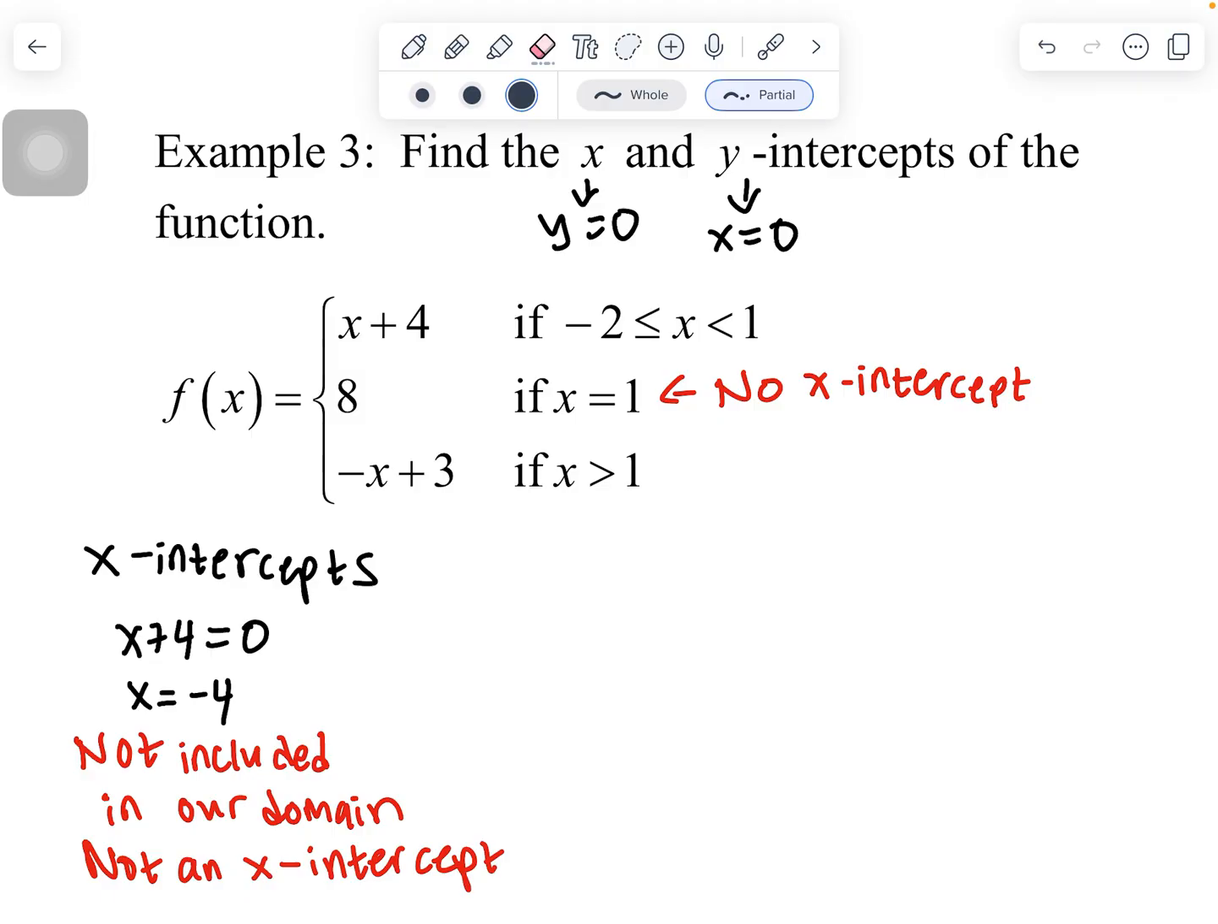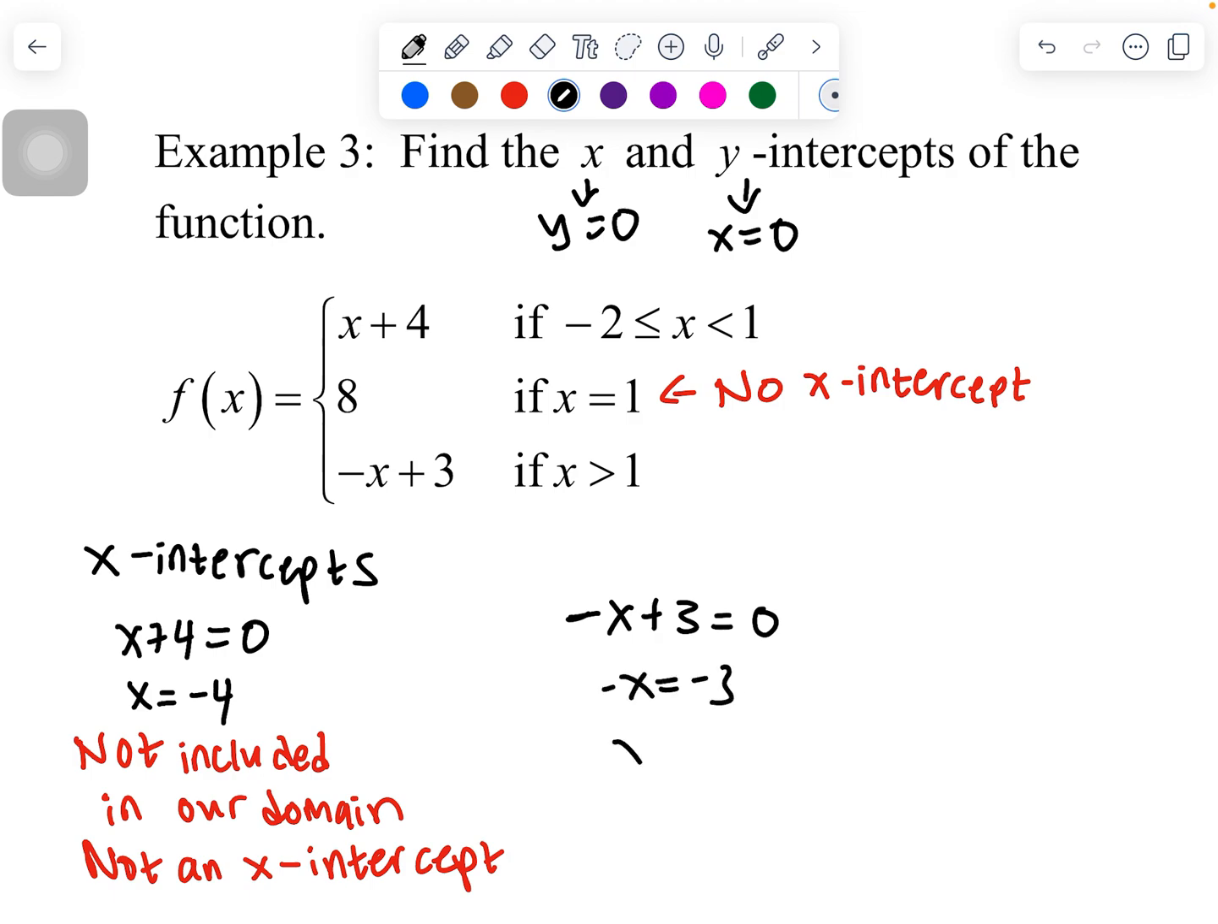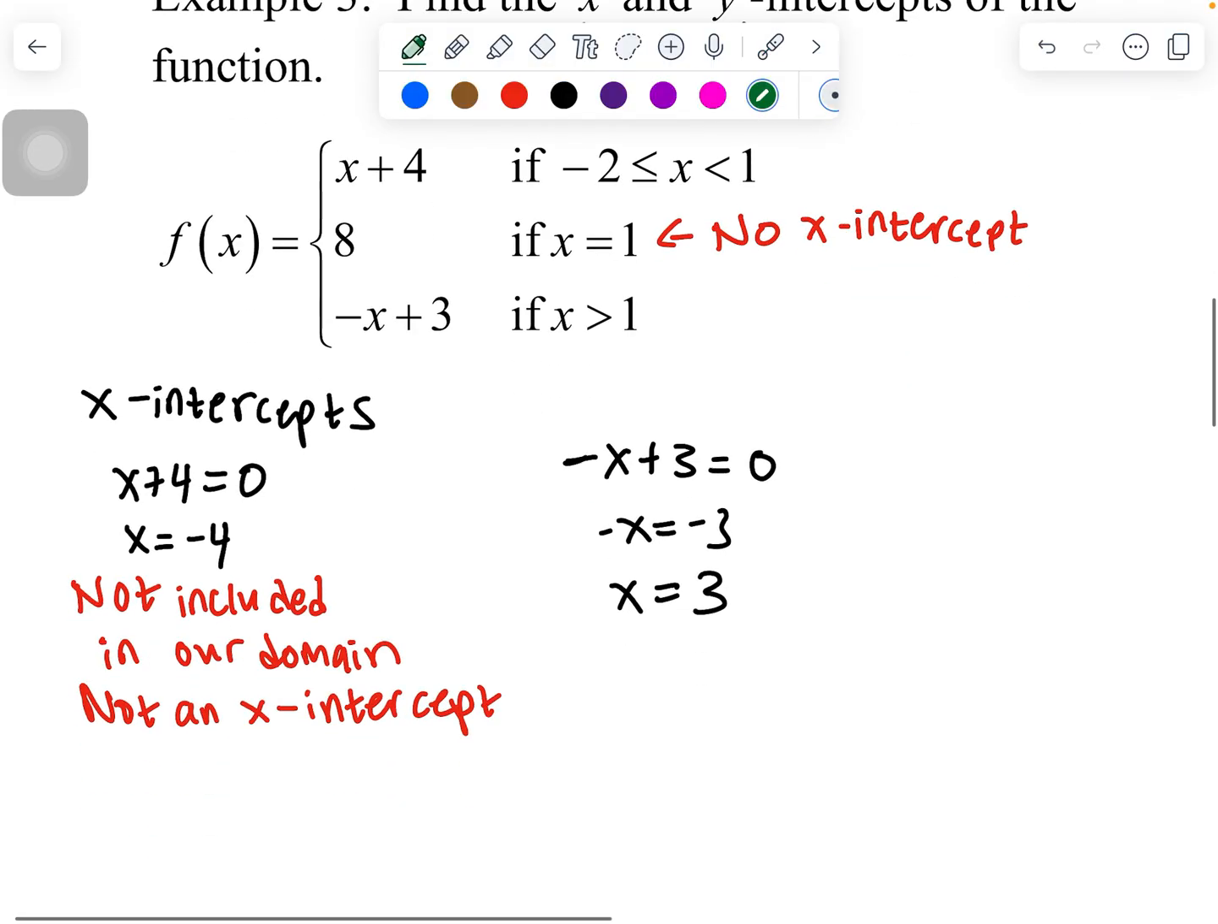So now we'll see if we have an x-intercept in this third piece. We have -x plus 3 is equal to 0. Then we have -x equals -3, so x is equal to 3. Now, is that included in the domain of this piece? Yes. Because x is greater than 1, and 3 is greater than 1. This is an x-intercept.